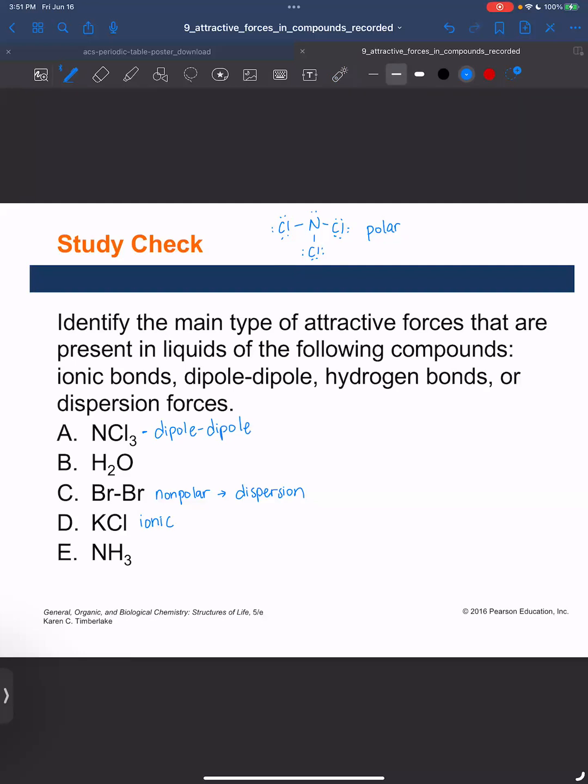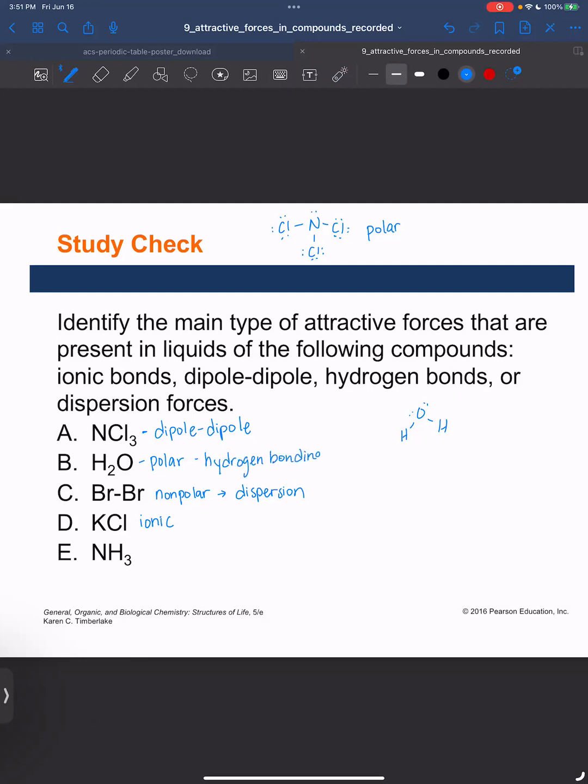Water, we know, is a polar molecule. We worked on that in a previous video. We've seen that it has bent geometry, and it has hydrogen attached to oxygen. So we know that it can participate in hydrogen bonding with other water molecules. And so its main attractive force is hydrogen bonding.